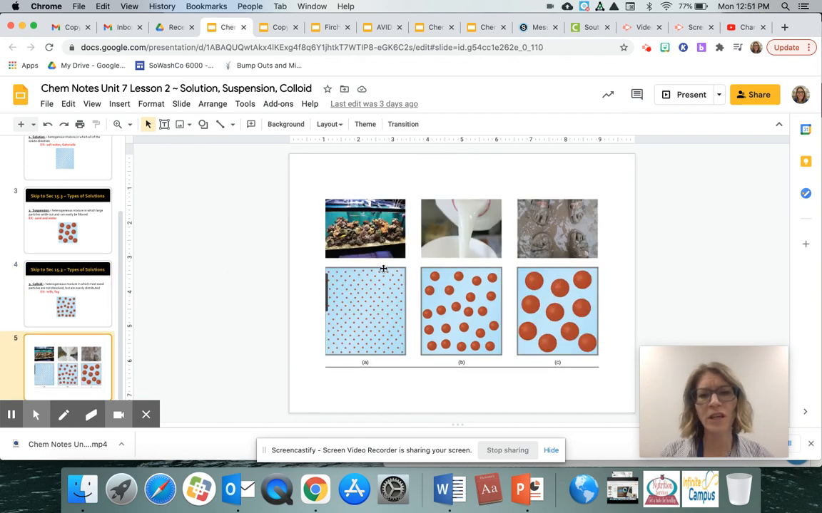So here's a picture, again, in order of the particle size with some examples at the top. So you have the salt water in the fish tank. The salt is all dissolved. A colloid would be the milk, which is in the middle. It's got those fat particles that don't dissolve, but they are evenly distributed. And then mud, of course, would be a suspension. So those heavier particles would fall to the bottom. That's it for Lesson 2 notes.